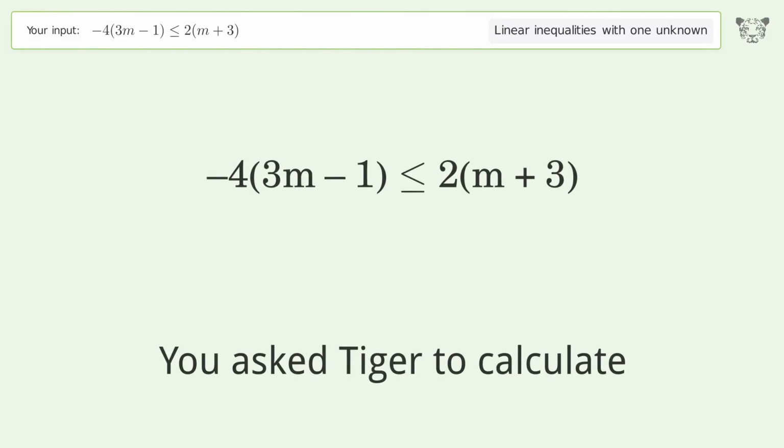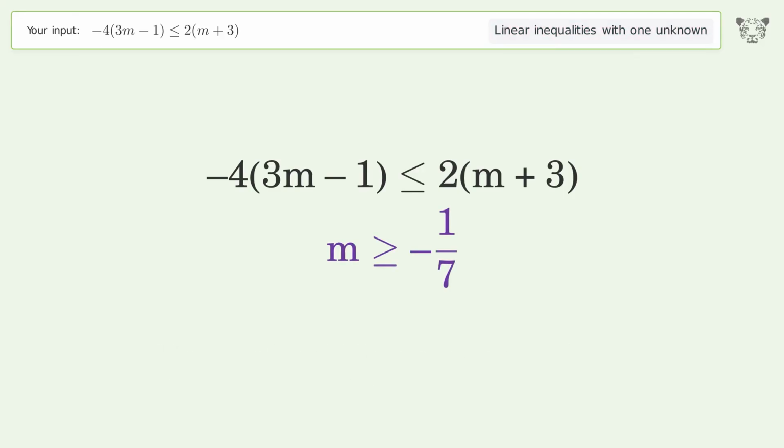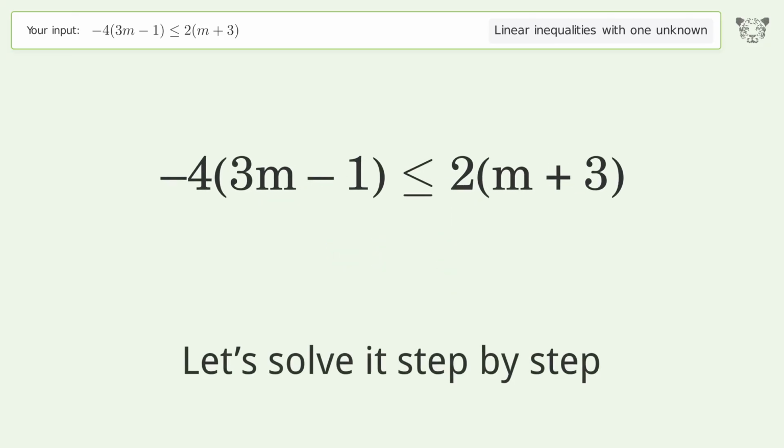You ask Tiger to calculate. This deals with linear inequalities with one unknown. The final result is m equal or greater than -1/7. Let's solve it step by step.